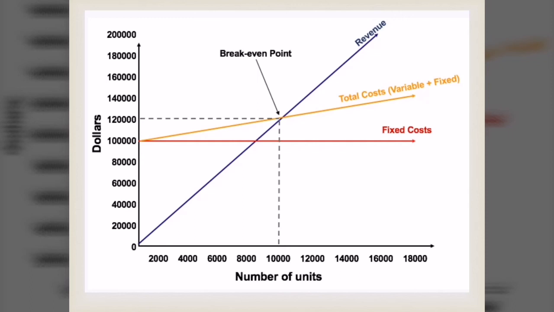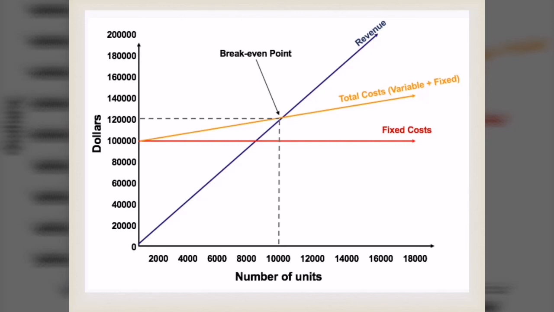For example, if the company sells 0 units, then the company would incur 0 in variable cost, but 100,000 in fixed cost, for a total cost of 100,000. If the company sells 10,000 units, the company would incur 10,000 times 2 equals 20,000 in variable cost and 100,000 in fixed cost, for a total cost of 120,000. As represented, the break-even point is at 10,000 units.